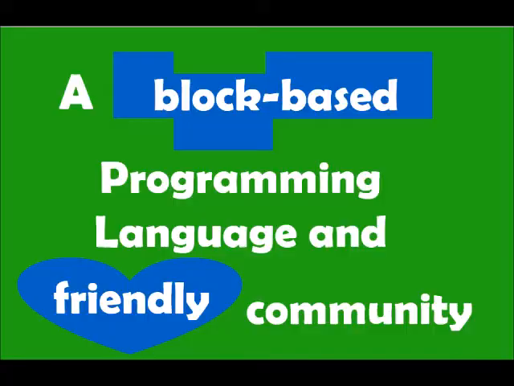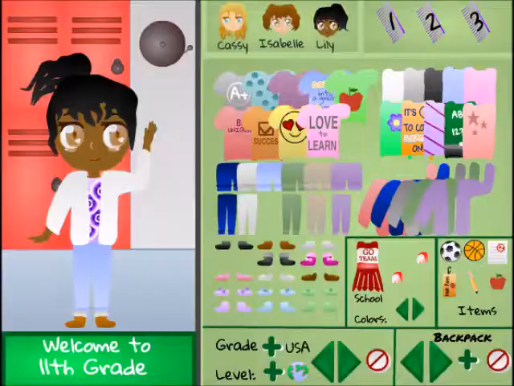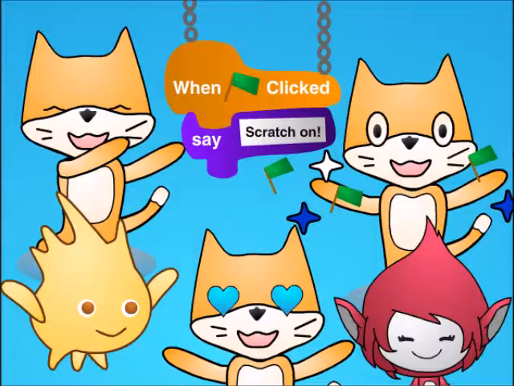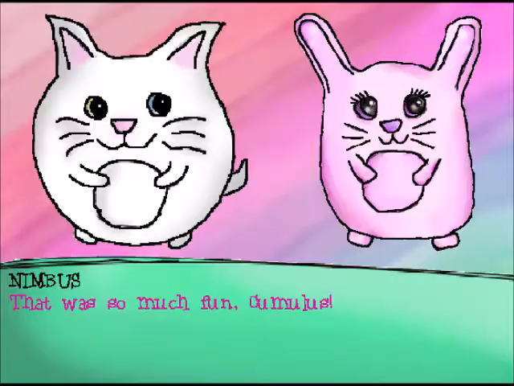Today we are going to be signing up for Scratch. First off, what is Scratch? A block-based programming language and friendly community. And what does it have to offer? You can create games, animations, art, stories, and more. Scratch is also a positive community where you can share your ideas and feedback with others. Let's get started on this exciting coding adventure.